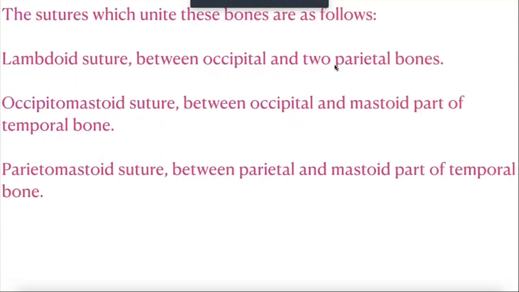Coming to the sutures, there is the lambdoid suture between the occipital and two parietal bones, the occipito-mastoid suture between the occipital bone and the mastoid part of the temporal bone, and the parieto-mastoid suture that is between the parietal bone and the mastoid part of the temporal bone, right?